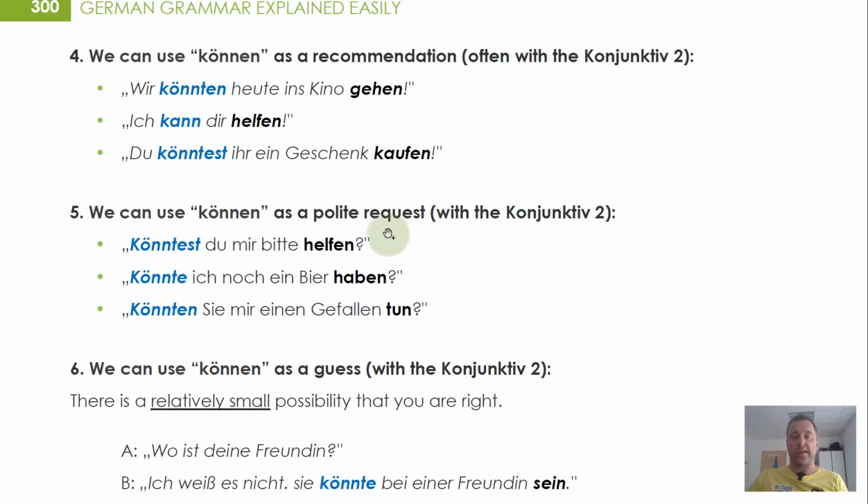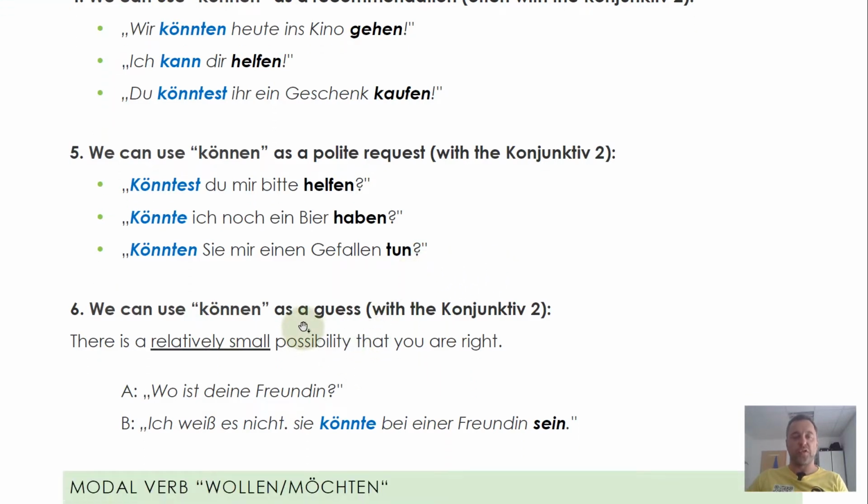Also for polite requests with Konjunktiv 2 here again. Könntest du mir bitte helfen? Could you help me please? Könnte ich noch ein Bier haben? Could I have another beer? So it's just exactly the same like in English. Can is the regular version. Could is actually the version that is equivalent to the Konjunktiv 2 in German here. In English as well.